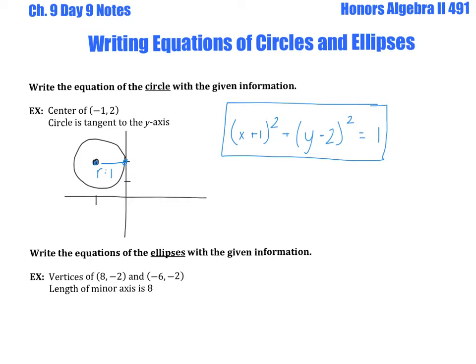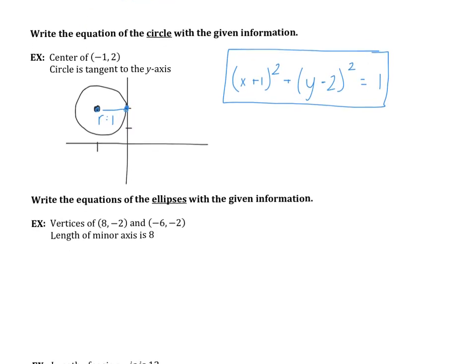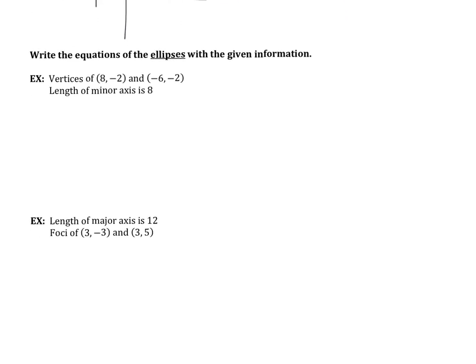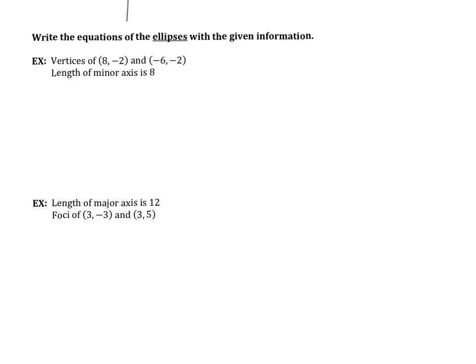Alright, so circles are pretty nice. Again, just make sure you have the radius squared. In this case, because it's 1, it doesn't really matter. Now, when we go to ellipses, there's a little more information and a little more area you need to watch out for. So again, I'm going to draw a picture just because that's helpful to me.